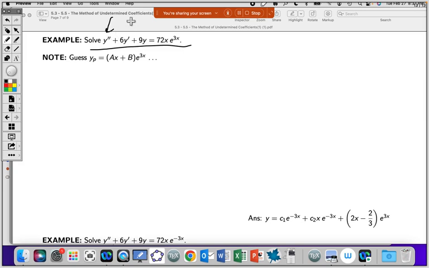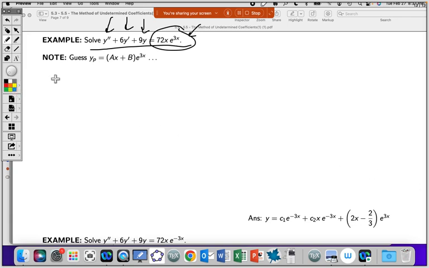Y double prime plus 6y prime plus 9y equals 72x e to the 3x. Once again, the highest derivative you see, y double prime, makes it second order. The coefficients of y and its derivatives are all constant. So it's a constant coefficient, second order equation. It's equal to some function f of x, which isn't 0. So it's a non-homogeneous second order constant coefficient equation. Okay.